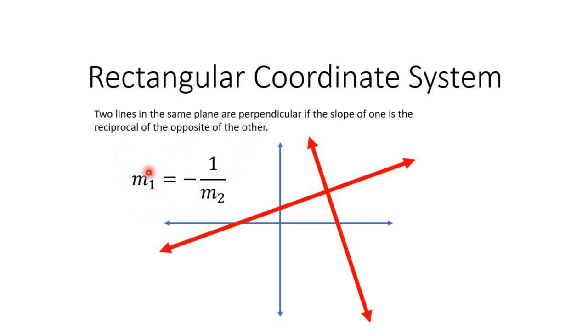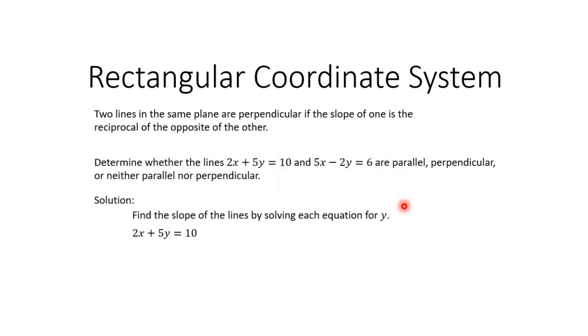So that means one slope, m1, is equal to the reciprocal, 1 divided by the opposite of m2. So not only am I flipping the fraction over, 1 over the slope, but I'm also making it negative: reciprocal and opposite. Okay, so let's take a look at this one here.